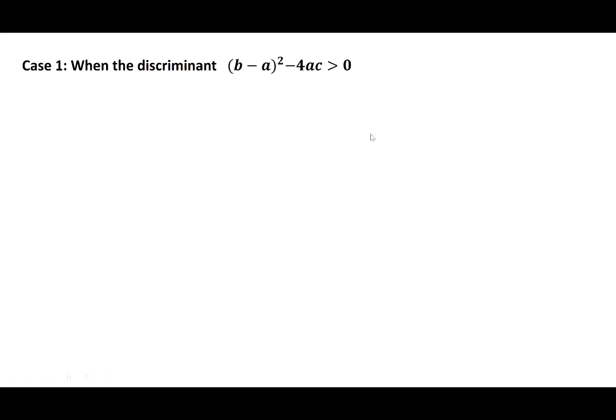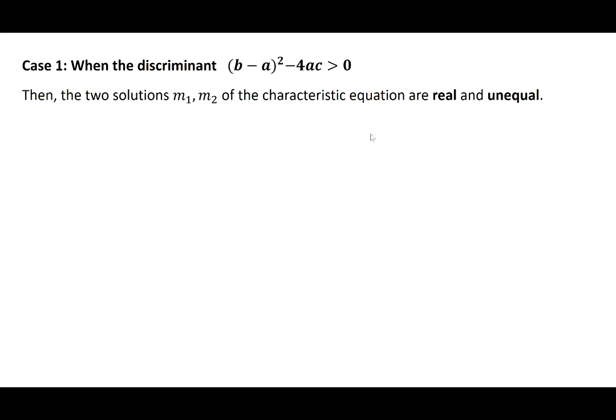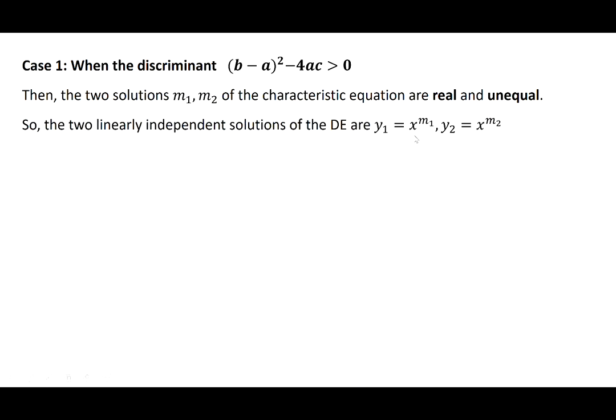Now, again, we will have three cases: discriminant greater than 0, equal to 0, less than 0. Greater than 0, then roots are real and unequal, just like 2 and 3 that I said. So in that case, x to the m1 and x to the m2 would be the two solutions. Because m1 is not equal to m2, they are guaranteed to be linearly independent. And so the general solution is a constant c1 times x to the m1 plus constant c2 times the second solution x to the m2.